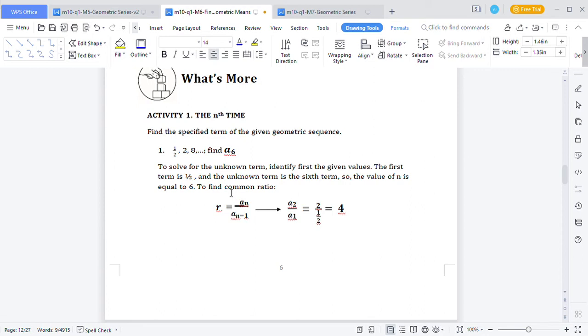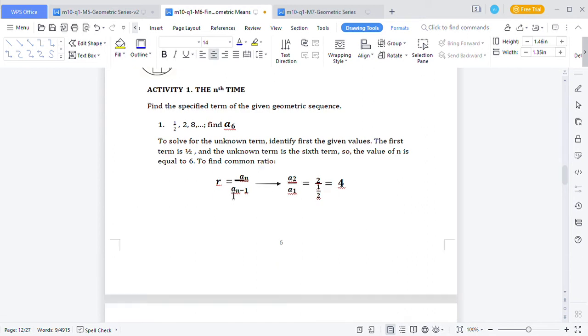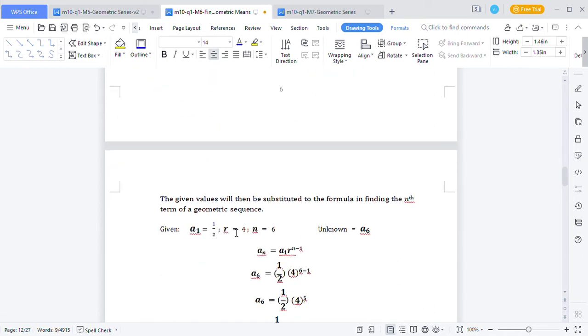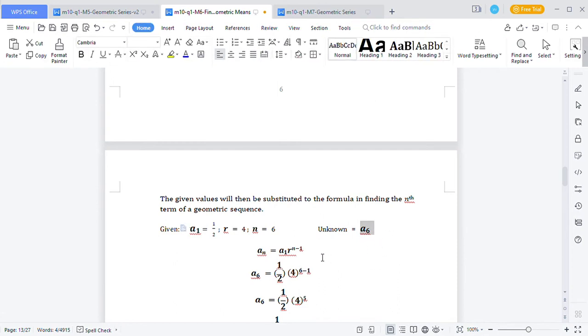How did you obtain 4? Because 2 divided by 1/2 is 4, and 8 divided by 2 is 4. So 2 divided by 1 half is 4, and 8 divided by 2 is 4. So you have there your common ratio is 4 and your n is equal to 6. And you are tasked to find a sub 6 or the 6th term.